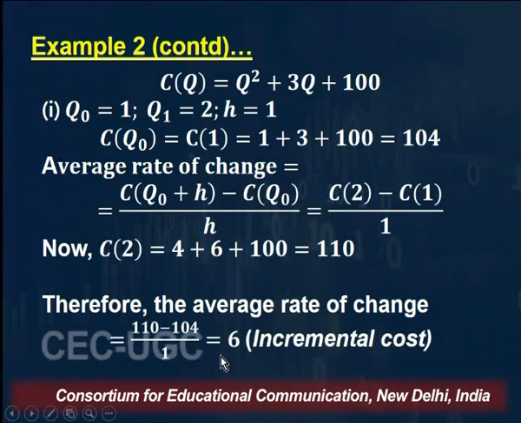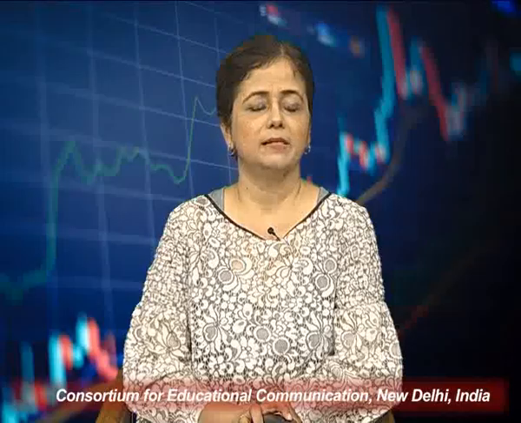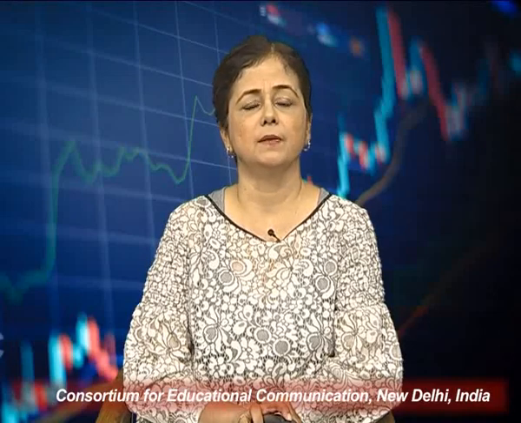This is what we call the incremental cost. This is what you would be calculating in school: what is the additional cost of producing 1 more unit of the output? But from now onwards, we're going to call it the incremental cost. That's actually the average rate of change. So incremental cost is a more accurate term.